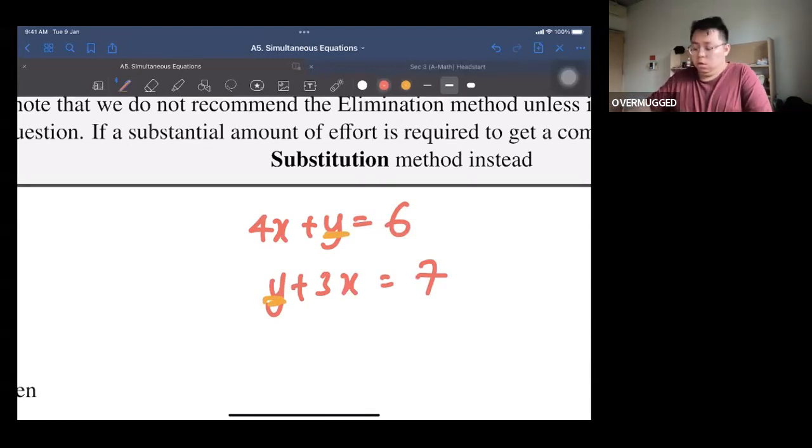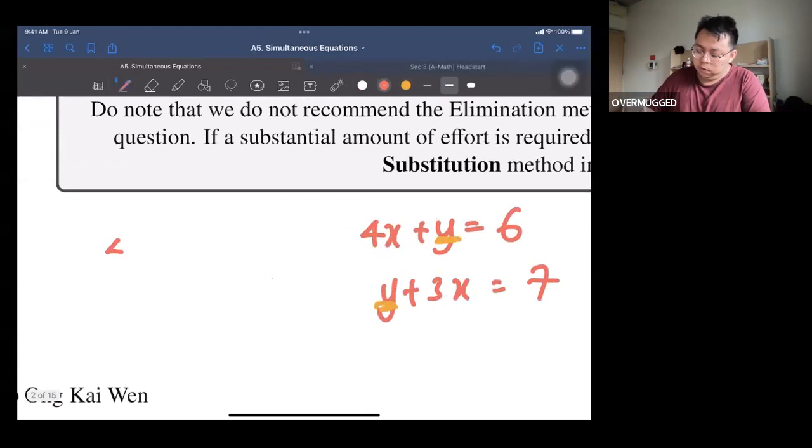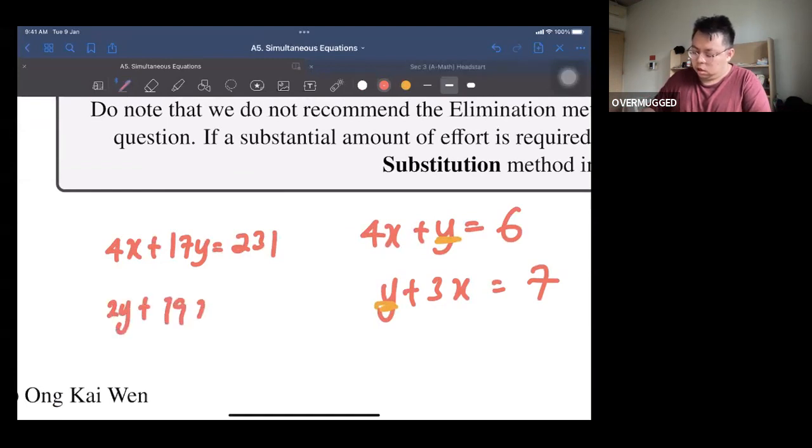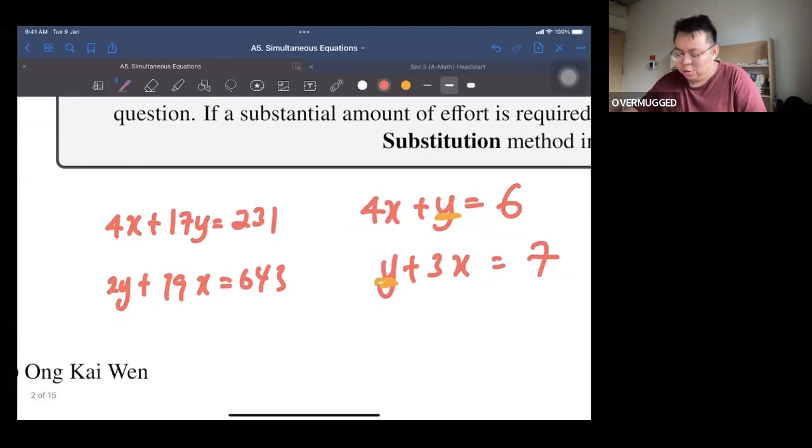But sometimes if let's say your equation becomes like that, 4x plus 17y equals 231, 2y plus 19x equals 643. You want to do elimination? Sure, slowly do lor. Okay, so you slowly go and find a common multiple between 4 and 19, or 17 and 2, and then do the elimination. Can, but a lot of work. So I personally don't like. And that's why I personally go for the substitution method.